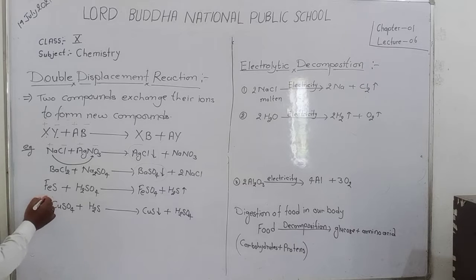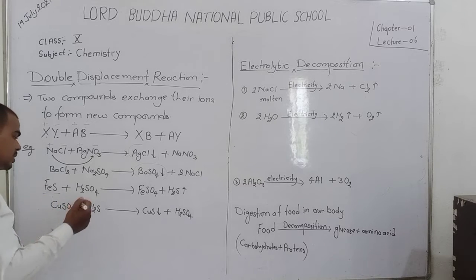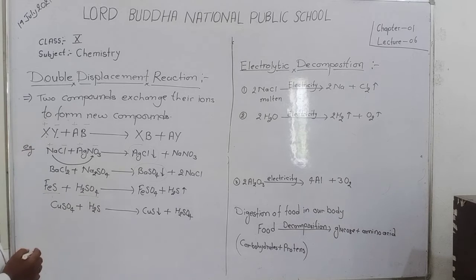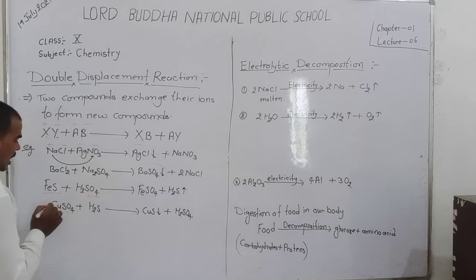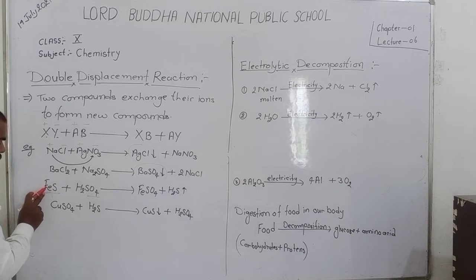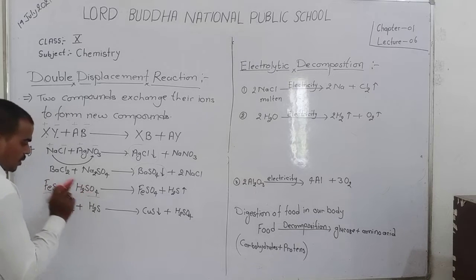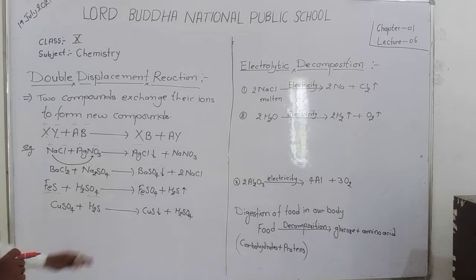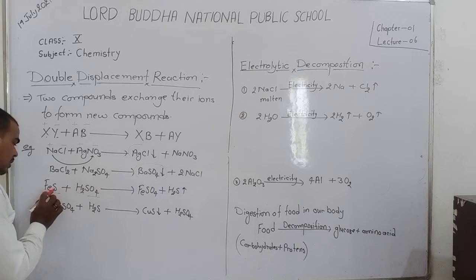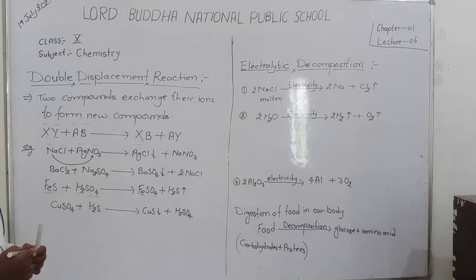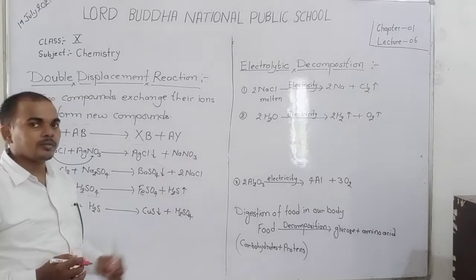Now, FeS, ferrous sulfide, reacts with sulfuric acid. In sulfuric acid, SO4 has a negative charge and iron has a positive charge. So iron connects with SO4 and forms FeSO4, and hydrogen joins with sulfur and forms hydrogen sulfide gas.